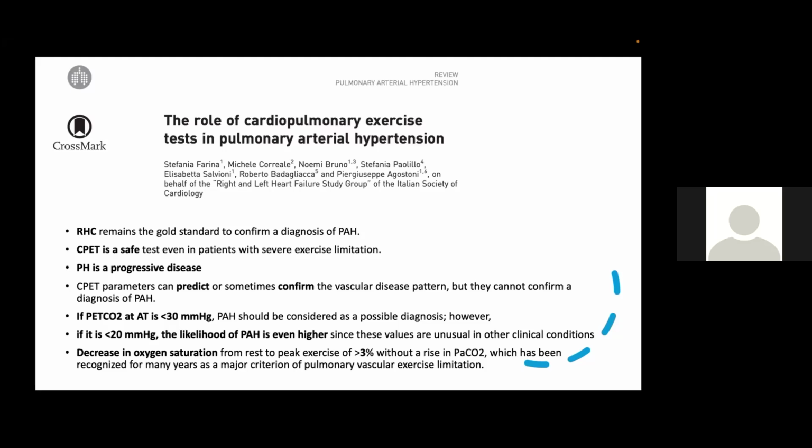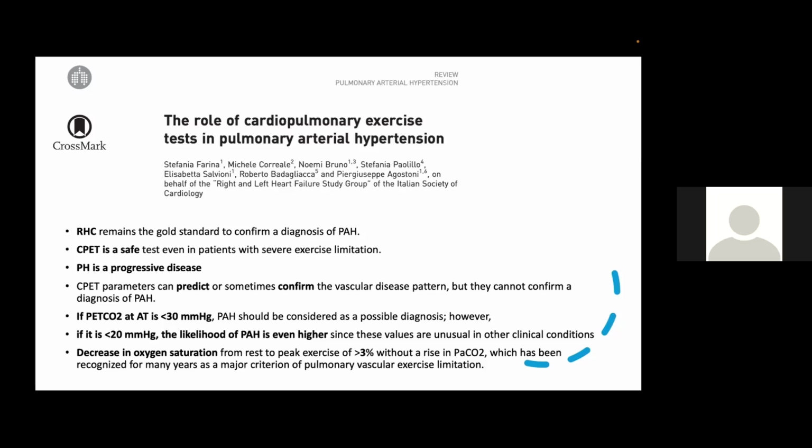Another advantage of CPET: pulmonary hypertension is considered a progressive disease, and right heart cath is an invasive procedure. We cannot do it as frequently as CPET. So we can use CPET for those patients regularly to identify the severity of the pulmonary hypertension.